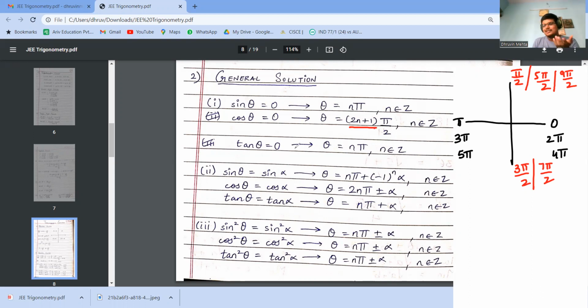Next, tan is 0. See, tan is 0 when sine is 0. So same, n pi.